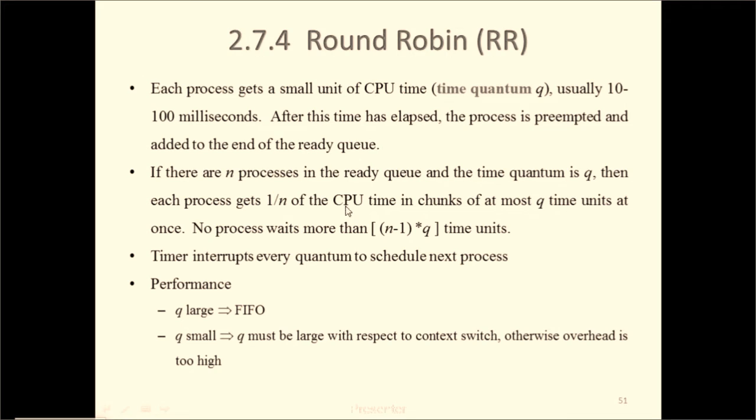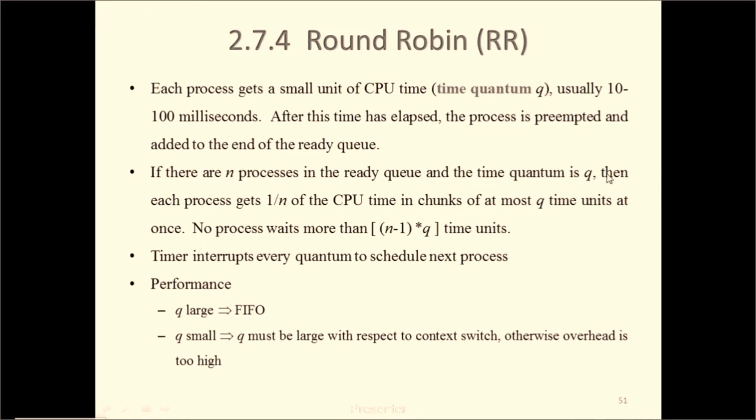Now let's go through this. If you understand these points, okay. No, doesn't matter. With examples, things will be very clear. But for the sake of reading, I am reading now. Each process gets a small unit of CPU time, which is called time quantum, denoted by Q, usually 10 to 100 milliseconds. After this time has elapsed, the process is preempted and added to the end of the ready queue.